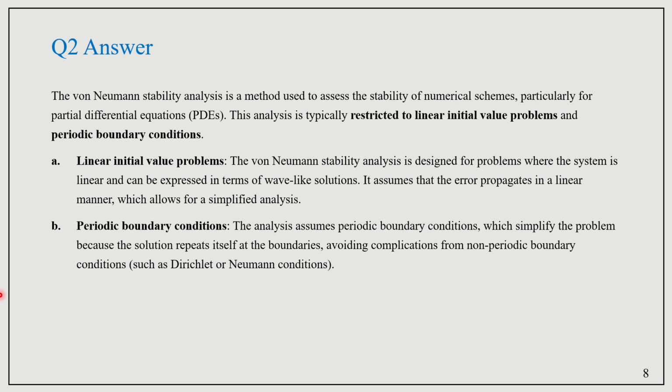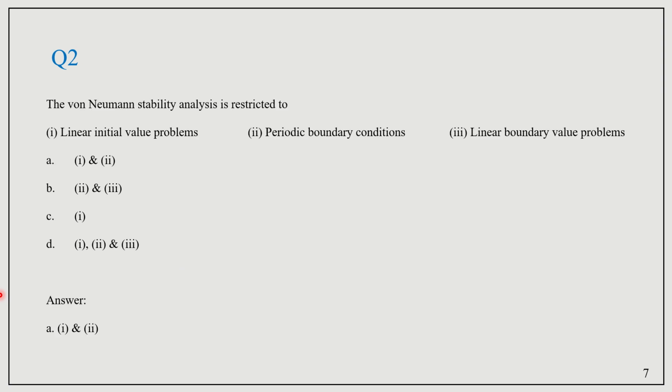Going back to the question, what is asked is that von Neumann stability analysis is restricted to dash, and the answers are linear initial value problems and periodic boundary conditions. So option A, which mentions 1 and 2, is the right one, because von Neumann stability analysis doesn't deal with linear boundary value problems, and we are limited to linear initial value problems and periodic boundary conditions. So that is the answer for question 2. Now we will move on to question 3.